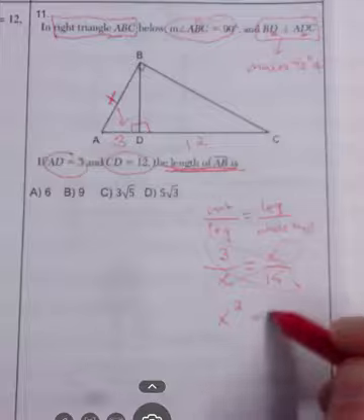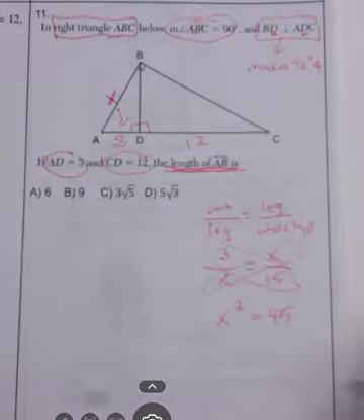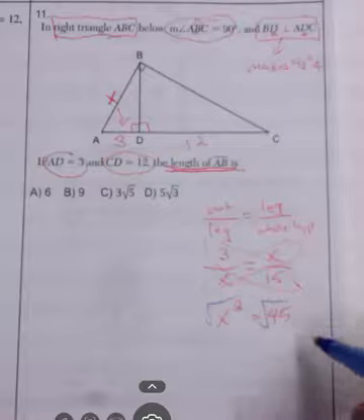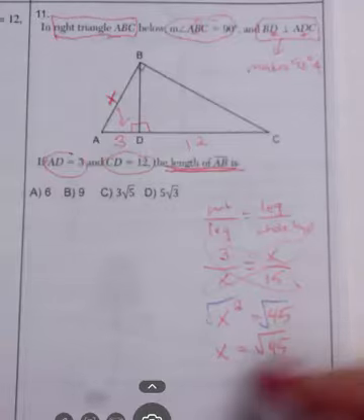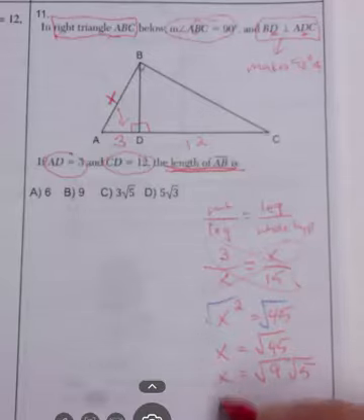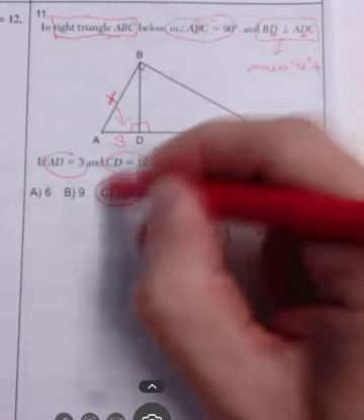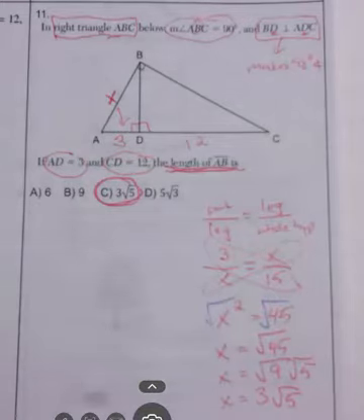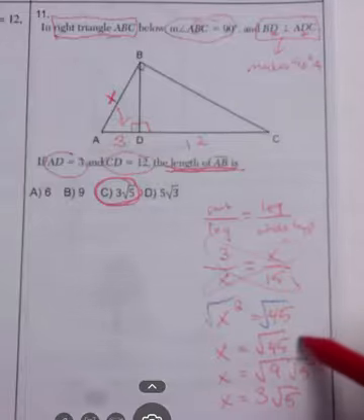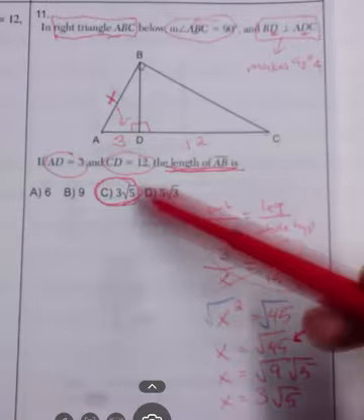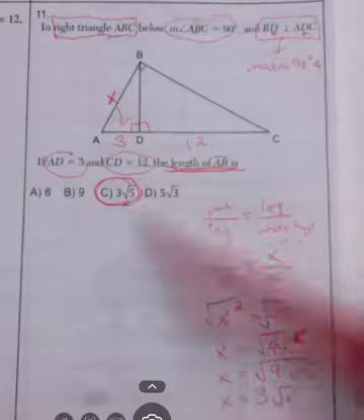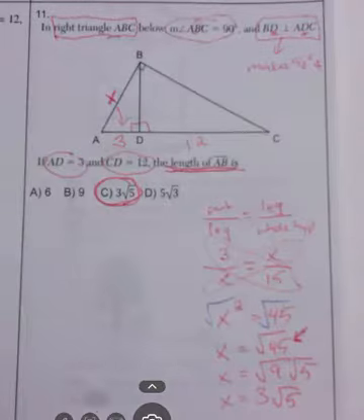3 times 15 is 45, and then we're taking the square root and simplifying this radical. We get x is the square root of 45. 45 can be rewritten as 9 times 5, and the square root of 9 is 3, and we get 3 root 5. And the nice thing about the multiple choice, even if you don't know how to simplify the radical, you can just plug this in the calculator and plug these two in the calculator, and this one will give you the same value because simplifying is just rewriting the number in a different form.